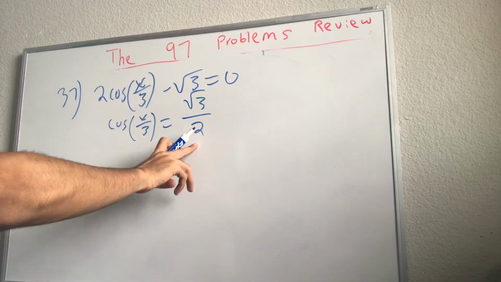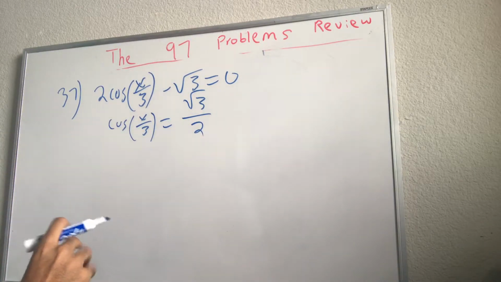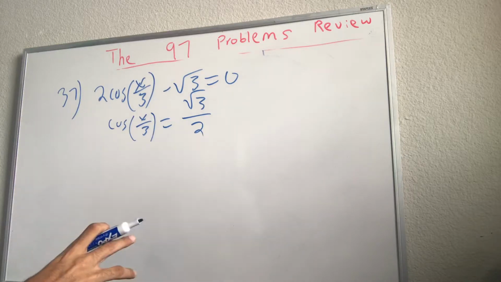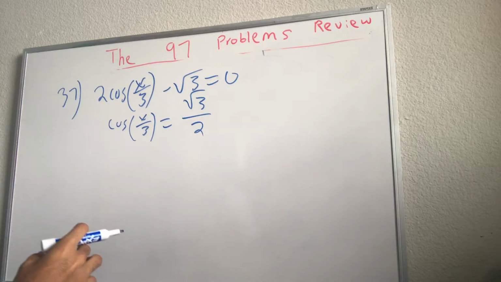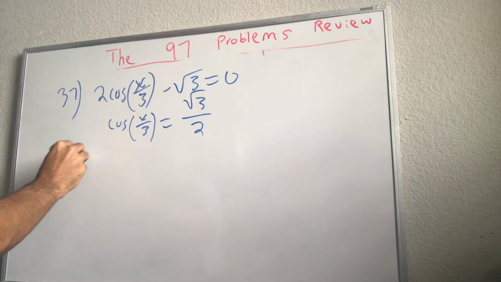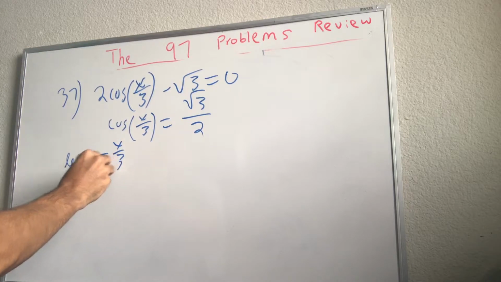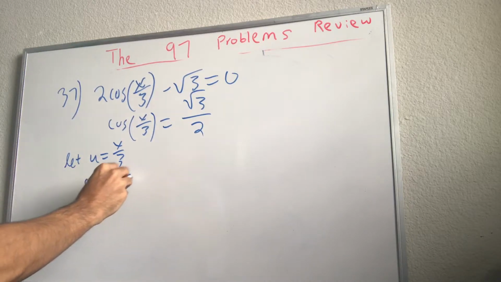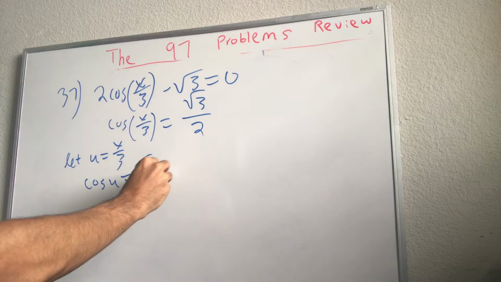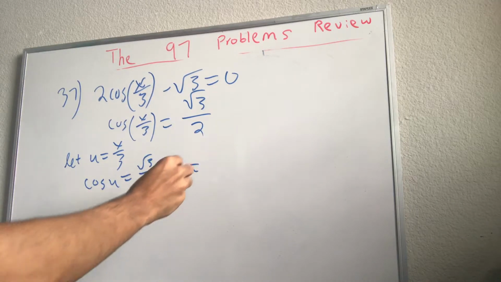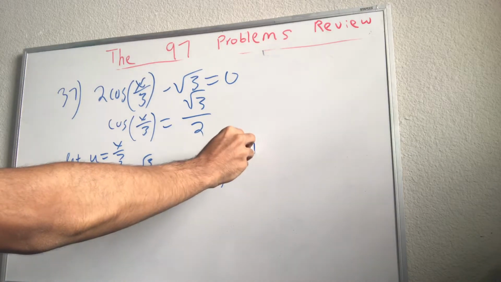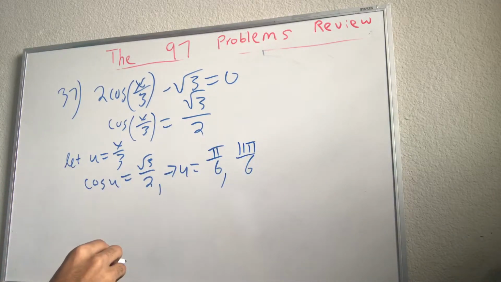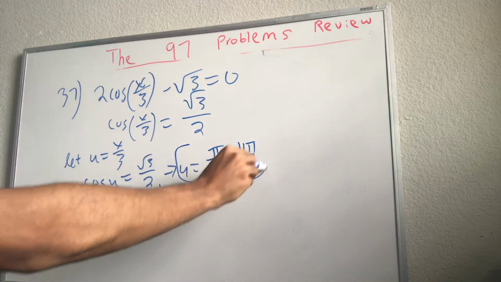You know that this is on your unit circle, root 3 divided by 2. But again, like you would for any other angle, you don't want to confuse this. Obviously, x divided by 3 is 1/3 x, but why don't we just say that u is equal to x over 3. So we know that cosine of u must be root 3 over 2. Therefore, u is pi over 6, comma 11 pi over 6, because cosine in quadrants 1 and 4 must be positive. So we know u must be this.